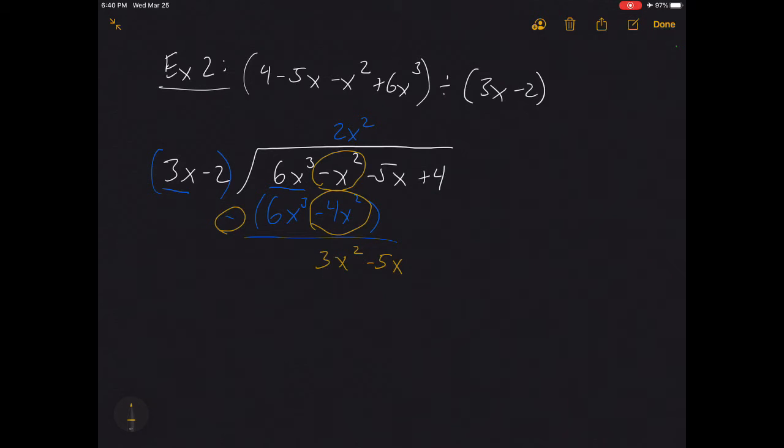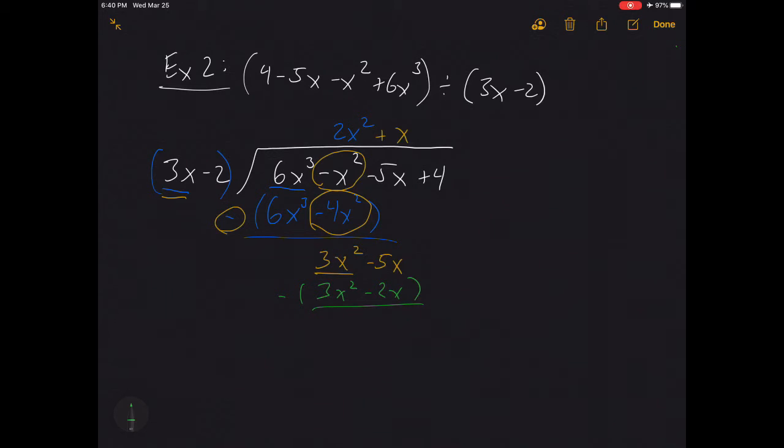Repeat the process. So now we're going to ask ourselves, what do we multiply by the 3x to get us that 3x squared? And the answer, of course, to that is just x. So we do plus x on top. So now we're going to do the x times the 3x, that's 3x squared. X times the minus 2 is minus 2x. Don't forget your parentheses and subtract. 3x squared minus 3x squared is 0. Again, that has to happen every time.